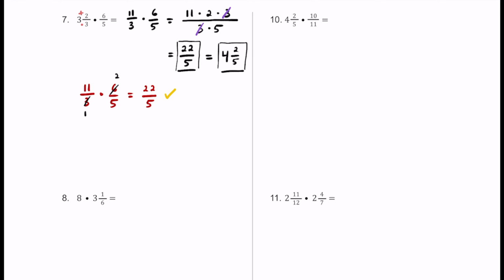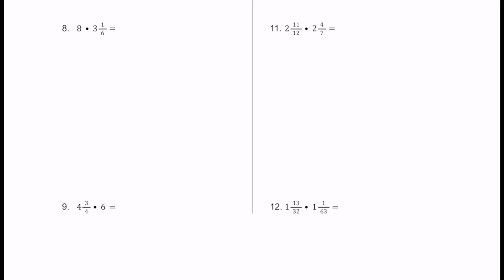Now if we move on to number 8, we have a whole number of 8. So let's go ahead and take that and write 8 over 1 multiplied by, and we have to convert this 3 and 1/6. So 3 times 6 is 18 plus 1, that would be 19. So we're going to go ahead and write 19/6 for the equivalent to 3 and 1/6.